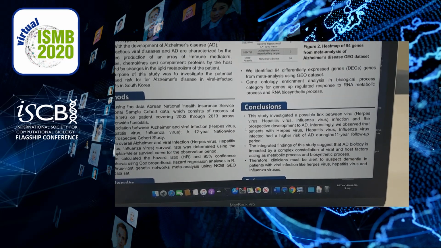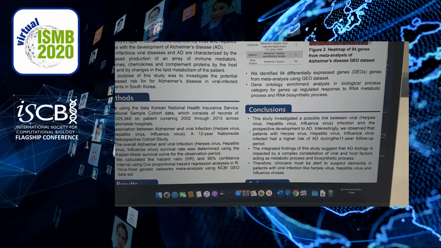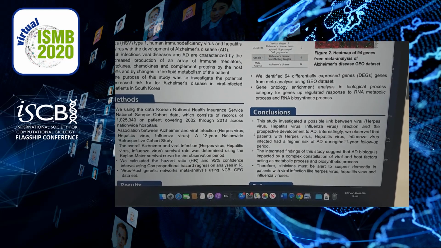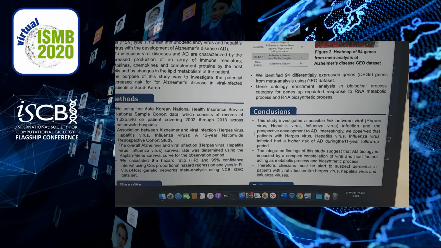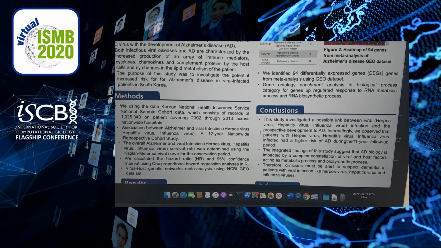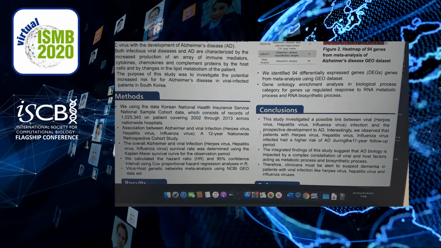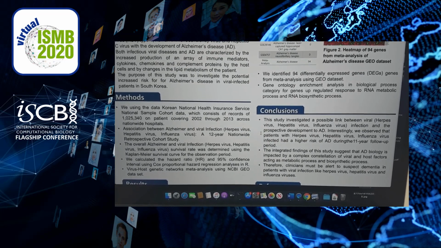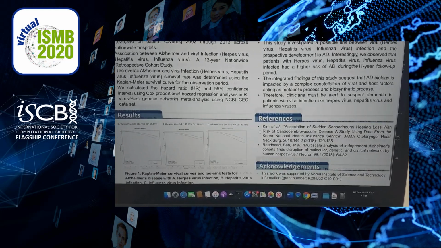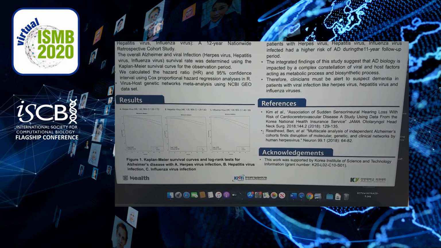And interestingly, we observed that patients with herpes virus, hepatitis virus, and influenza virus infections have higher risk during this longitudinal record. Therefore, clinicians must be allowed to suspect dementia in patients with viral infection like herpes virus and hepatitis virus and other influenza viruses.